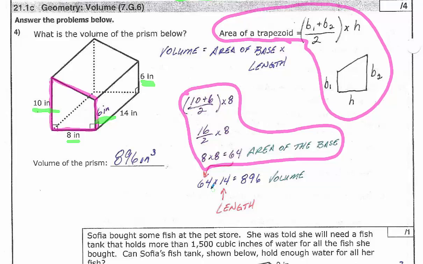Once we have that, we multiply it by the length, which is this 14. That's the length. And we get our volume, 896 cubic inches.